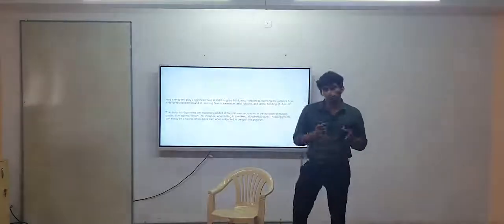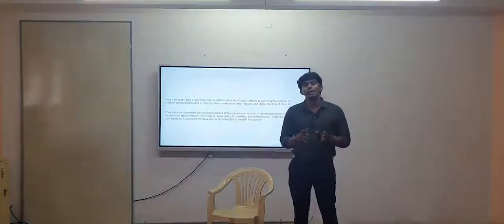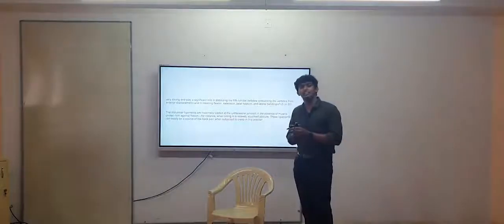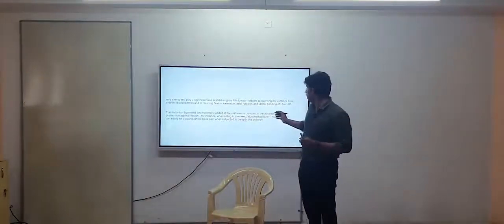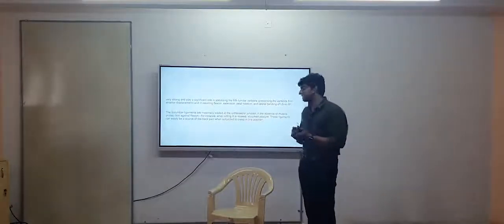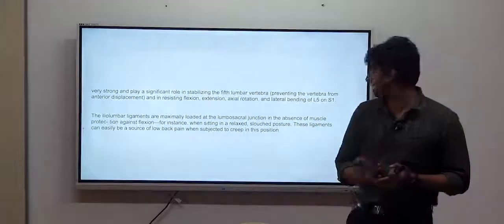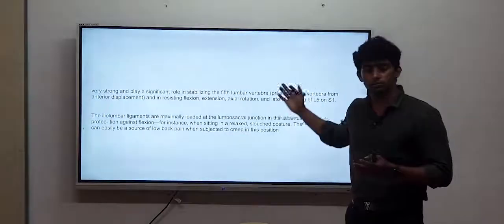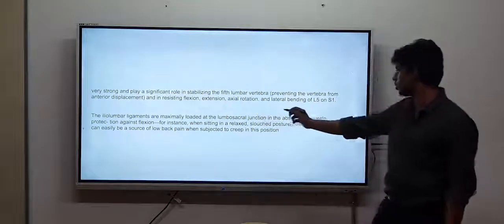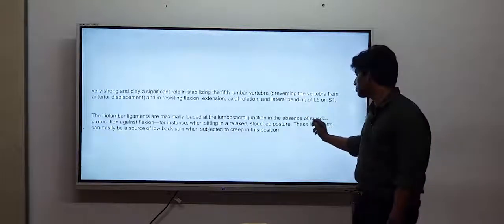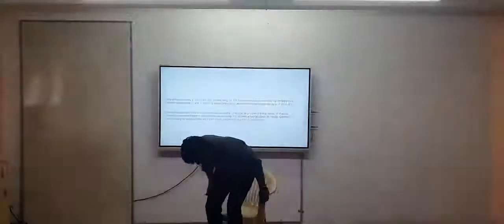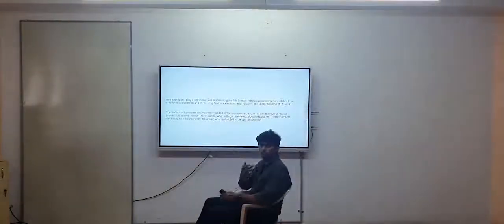So these iliolumbar ligaments are very strong and play an extra role in preventing the anterior translation of L5 on S1, and they also resist flexion, extension, axial rotation and lateral bending, especially on the L5 on the S1. So these ligaments will have a maximal load on the lumbosacral junction in the absence of muscle protection against flexion. For example, if you are sitting, this is an upright posture for sitting.